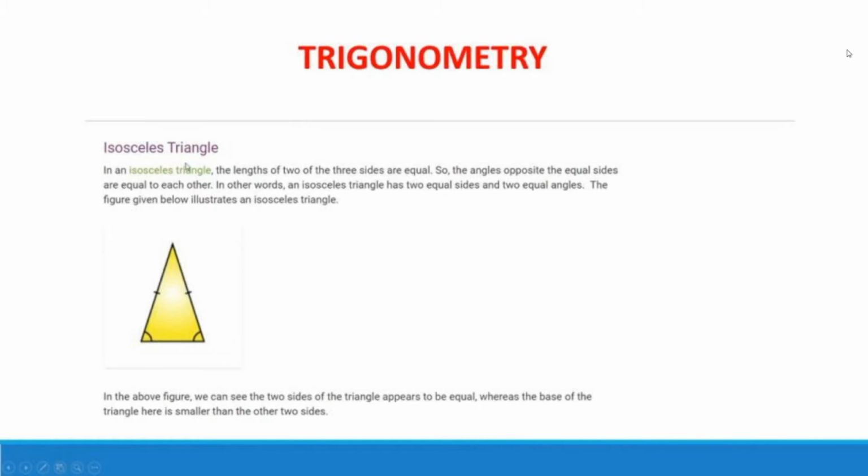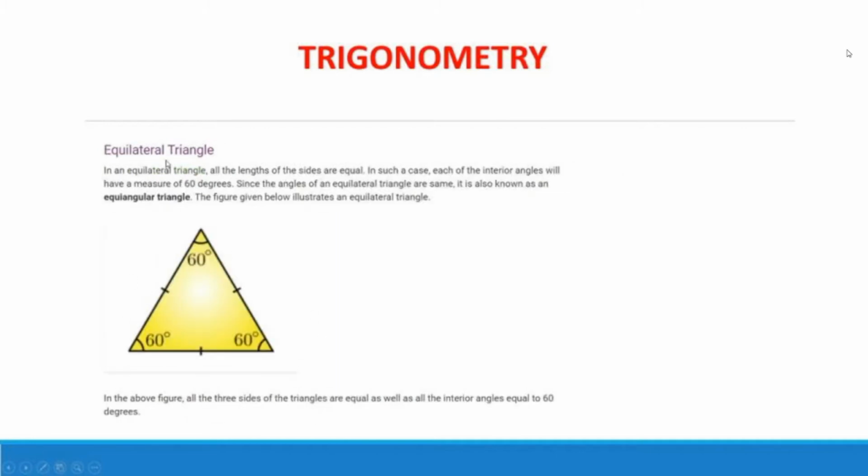Next, we have isosceles triangle. In an isosceles triangle, the lengths of two of the three sides are equal, so the angles opposite the equal sides are equal to each other. In other words, an isosceles triangle has two equal sides and two equal angles. The figure given below illustrates an isosceles triangle. In the above figure, we can see the two sides of the triangle appear to be equal, whereas the base of the triangle here is smaller than the other two sides. So this is an isosceles triangle.